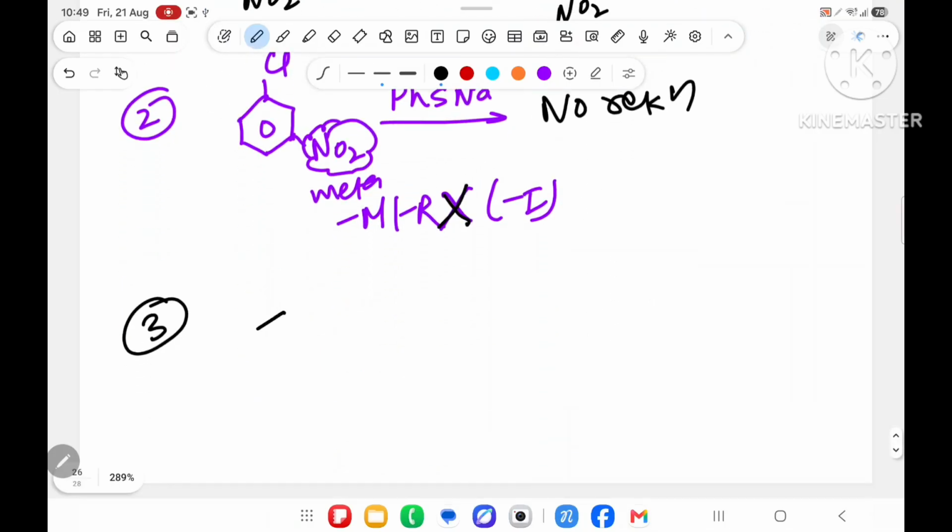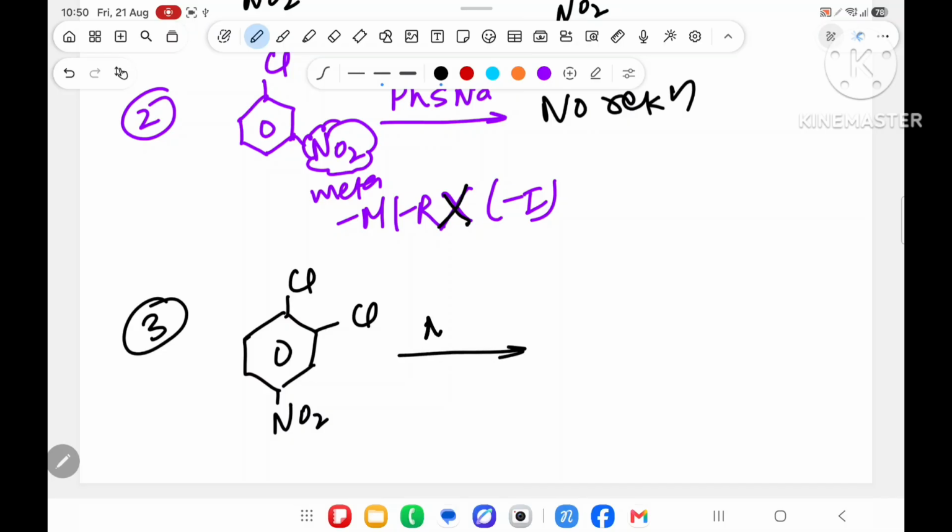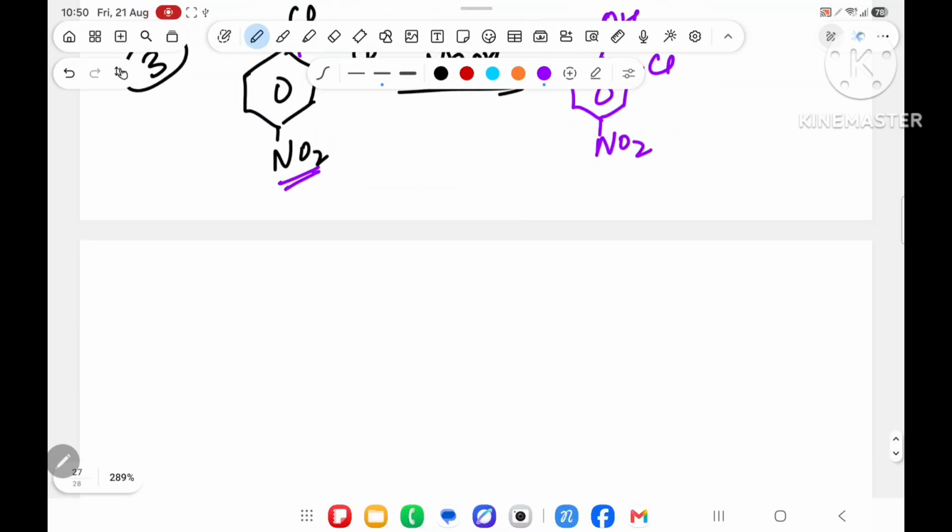Third question. Suppose I have taken a benzene ring. Over here Cl, over here Cl, over here NO2. Now I am reacting with NaOH. Which chlorine will it react with? This chlorine is on meta according to NO2, but this chlorine is on para position. So it will not touch the chlorine on meta position. It will touch the chlorine on para position, and OH will attach on para position. Understanding the point?